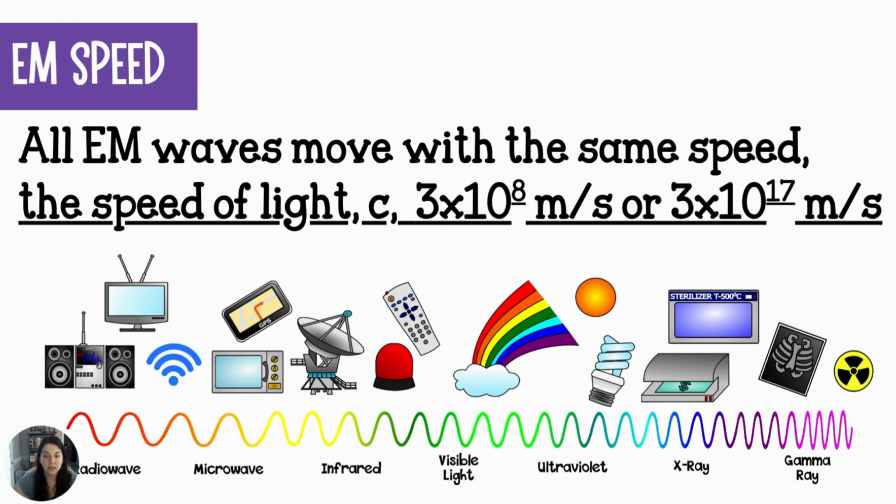And this is their speed based on them being in a vacuum. They can slow down when they are forced to move through a medium at all. And the difference between them is their wavelength, more or less.